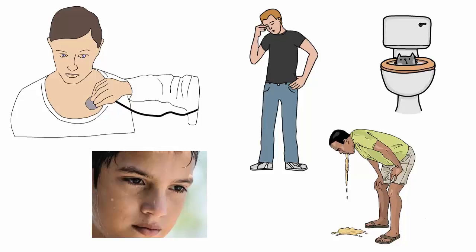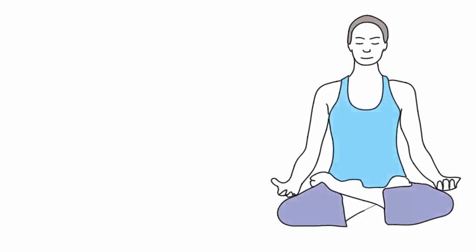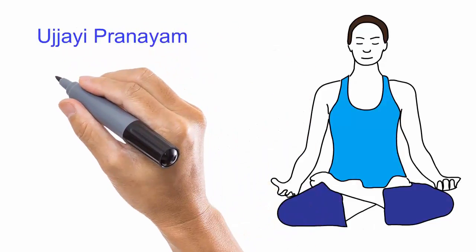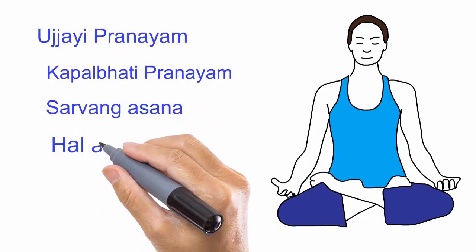There are some natural remedies for thyroid also. Though in allopathy it is said that it cannot be cured, definitely there are natural remedies available. The very first ones are Ujjayi Pranayama, Kapalbhati, Sarvangasana and Halasana.